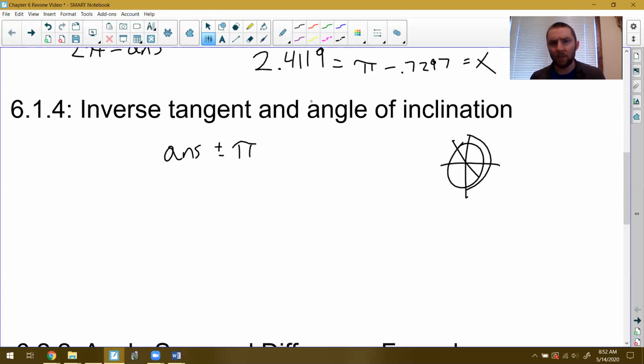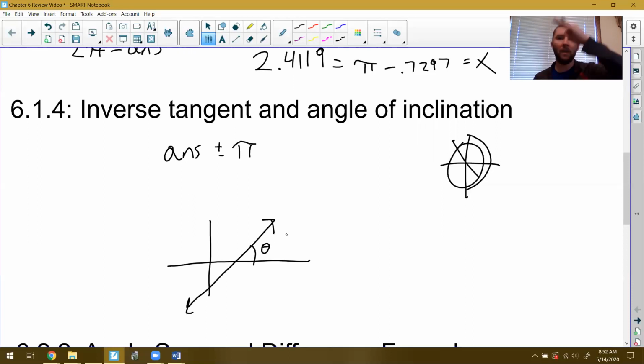We also talked in this section about the angle of inclination. Remember, we sort of jumped back to linear equations briefly, and we drew ourselves a linear equation, and we talked about the angle that this makes with the x-axis, right? We call the angle of inclination is related to the slope of the line. So what we said was that the tangent of that angle theta, of the angle of inclination, is equal to the slope, is equal to, right, change in y over change in x, or slope.